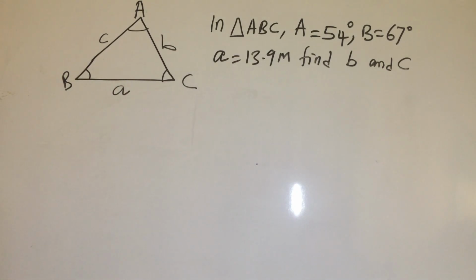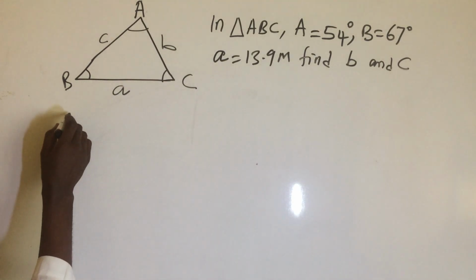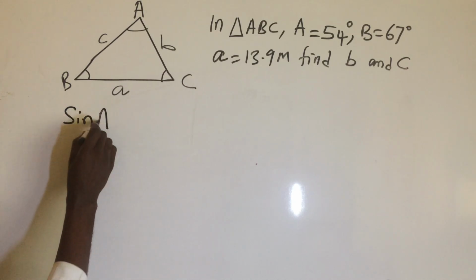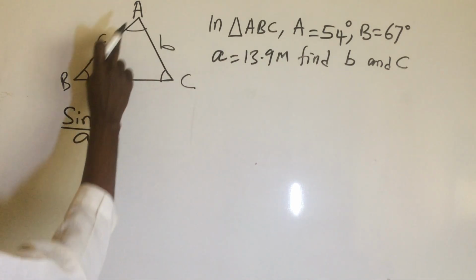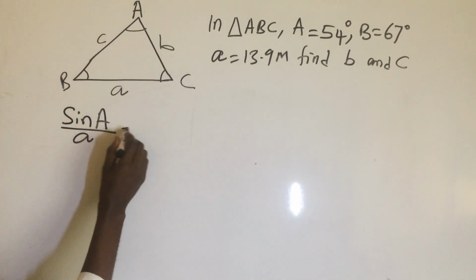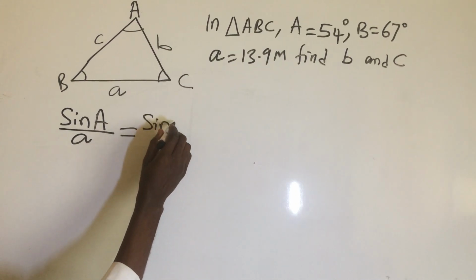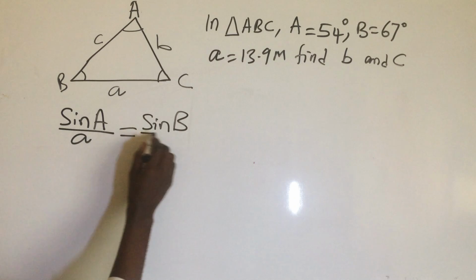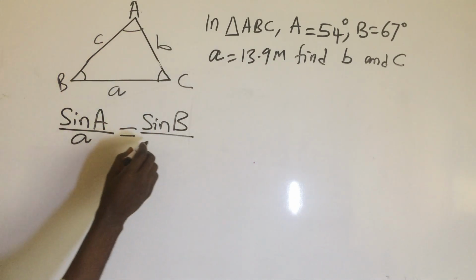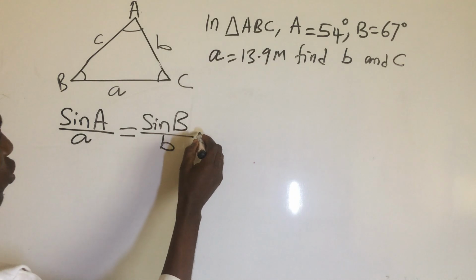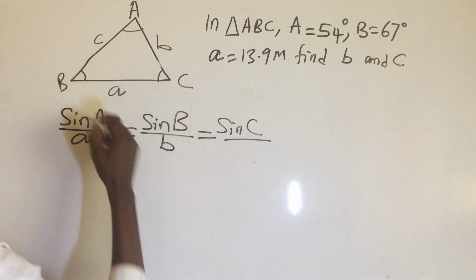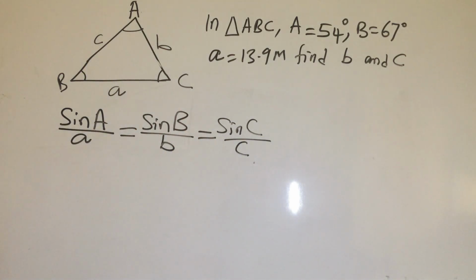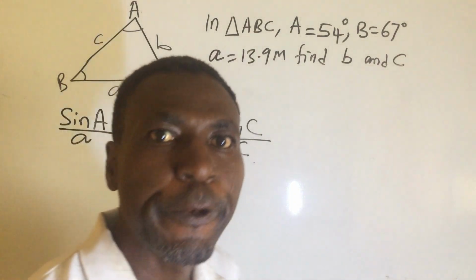Now, the formula of the sine rule says that sine of angle A all over the side facing it, small a, will be equal to sine angle B all over the side facing angle B, which is small b, which will also be equal to sine angle C all over the side facing C. So this is the formula of the sine rule.